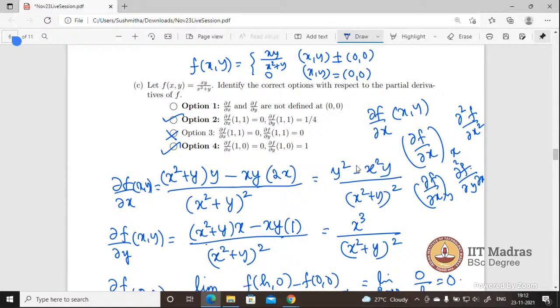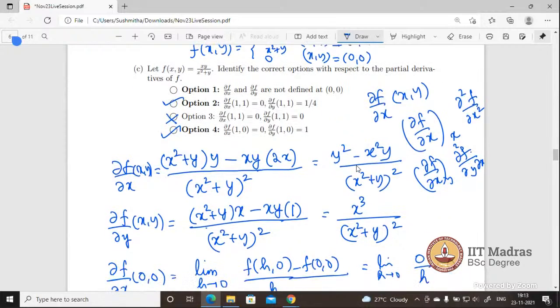I'm asking whether these kinds of things will be used in our course or not, ma'am. Yes, we will be using them to find critical points and all that. But it will be for functions of simple type, where you needn't use limits and all that. Okay, thank you, ma'am.